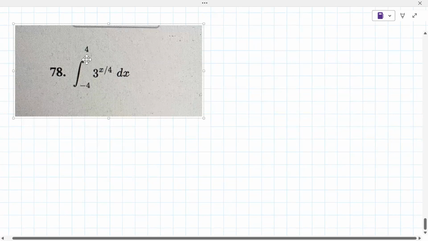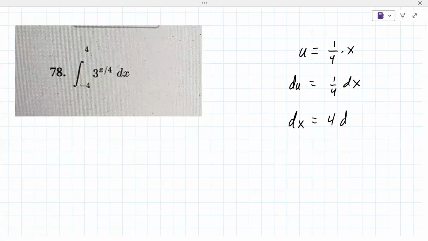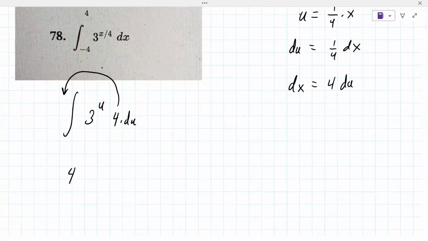All right, so ignore the bounds for a moment. It's from -4 to 4, but when you look at this, you again go to u substitution. It's 1/4 times x. Du is 1/4 dx, and so dx is 4 du. So you substitute in 3 to the u, instead of x over 4, that's u. Instead of dx, it's 4 times du. So that 4 can come out. That's typically where most students like to bring the constant. I think it's a good idea.